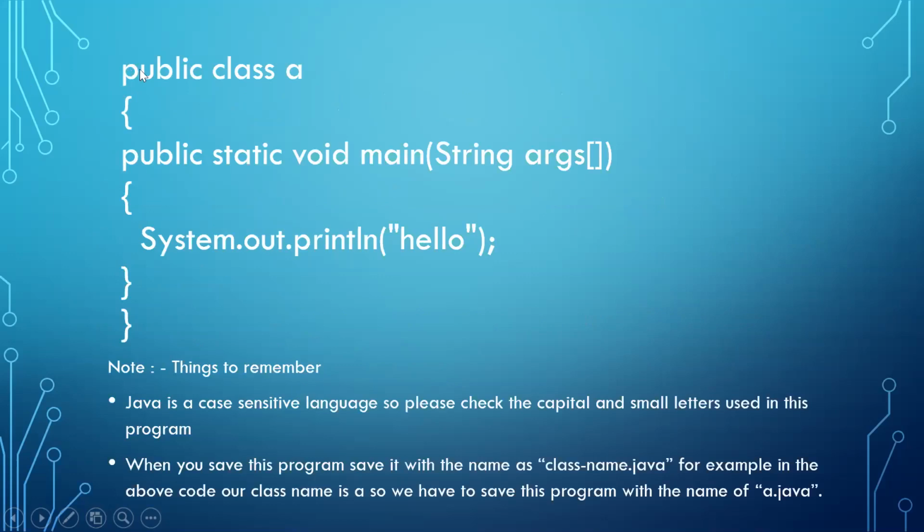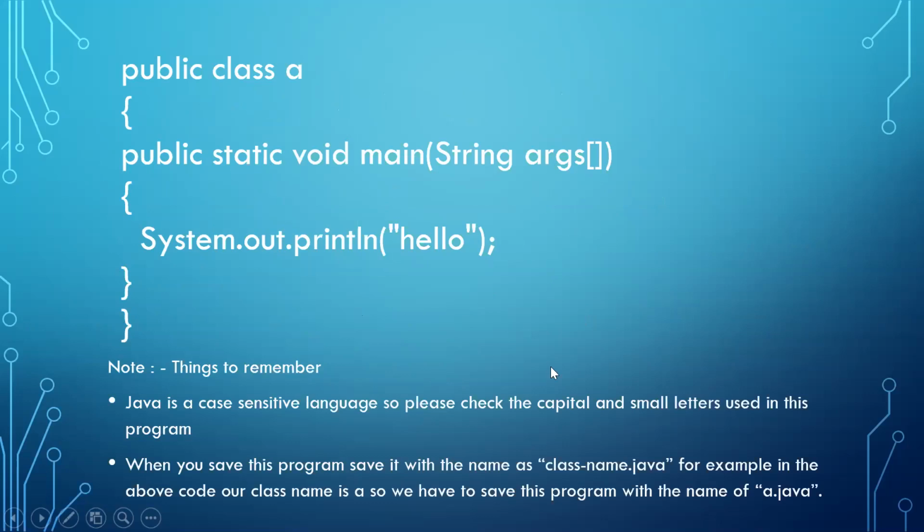This is a program: public class A, curly braces start, public static void main, String args, that is square brackets open and close, it's an array bracket, curly braces start, System.out.println, brackets, hello, and semicolon, curly braces close, and again curly braces close. We will discuss this program further, but right now we want to understand how we have to compile and how we can execute it.